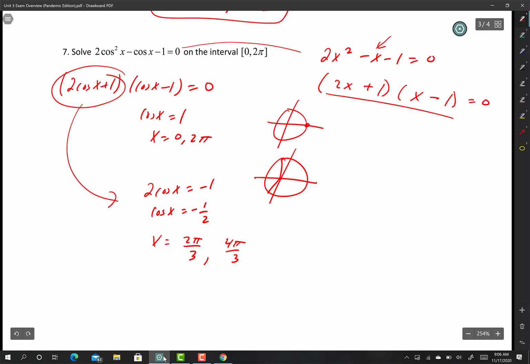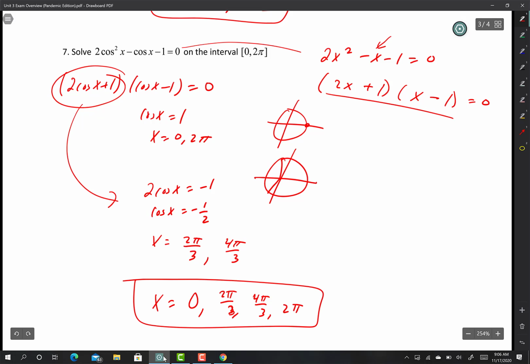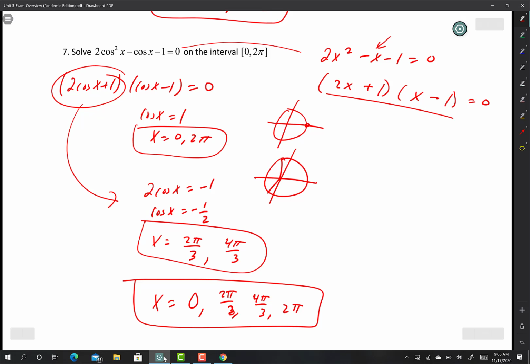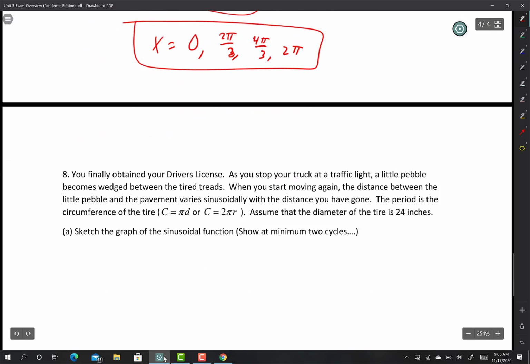So my solutions in order are 0, then which one comes first? 2 pi over 3. That's a 3 there, guys. 4 pi over 3. And then finally 2 pi. If you don't want to put them in order, that's fine. I'll take them out of order. I don't see any mistakes. Let me know if I went too fast there.